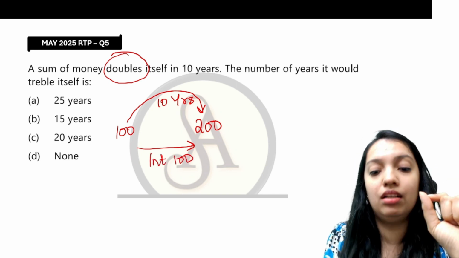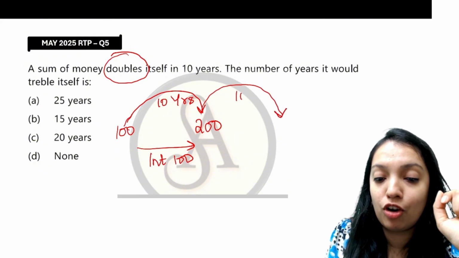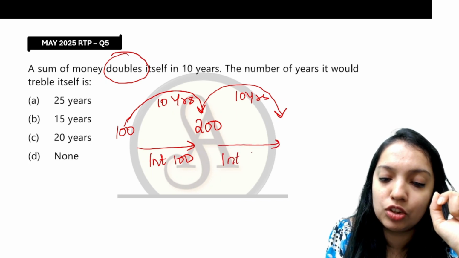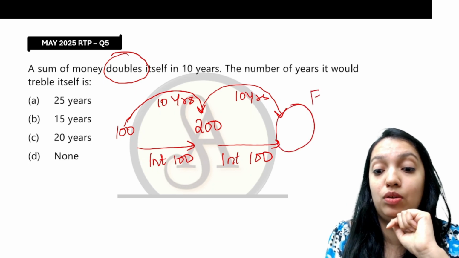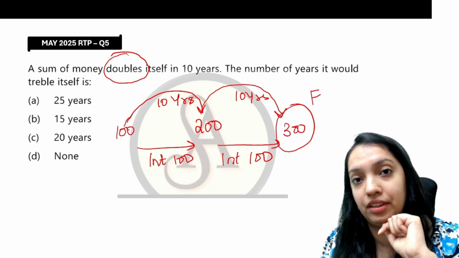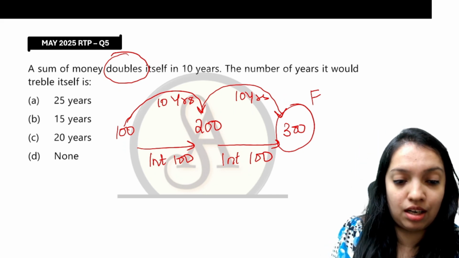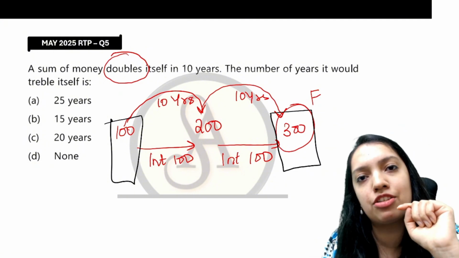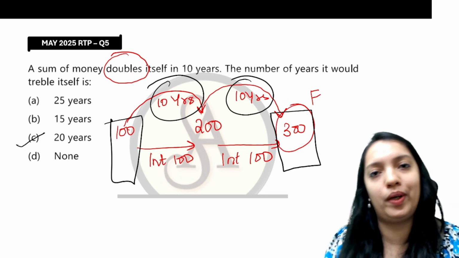Now the same 100 rupees, if it has to stay there for 10 more years, please understand there will be interest of 100 more rupees, and your total future value is going to become 300. So the total number of years in which the question asks the amount is going to triple itself is dash. How many years did we take in total? 10 years plus 10 years, 20 years time.